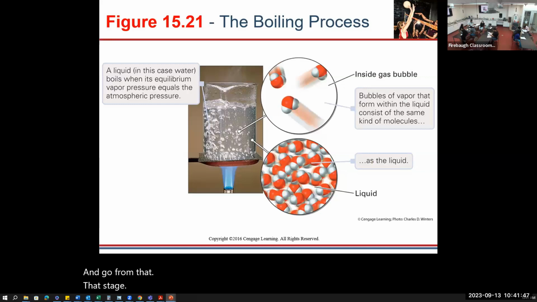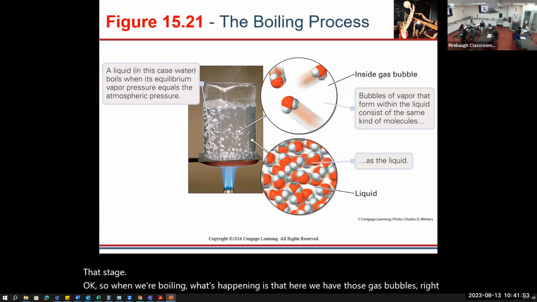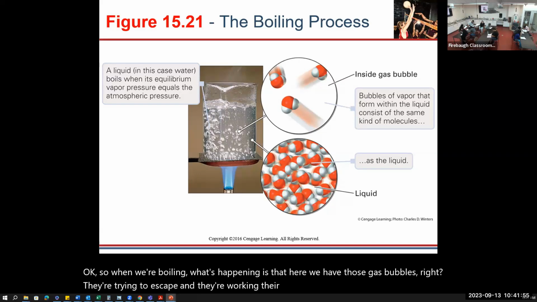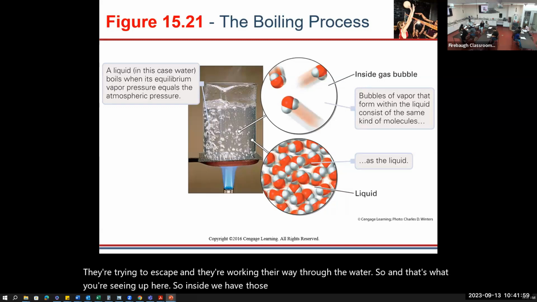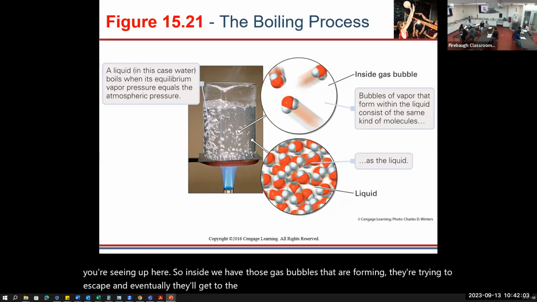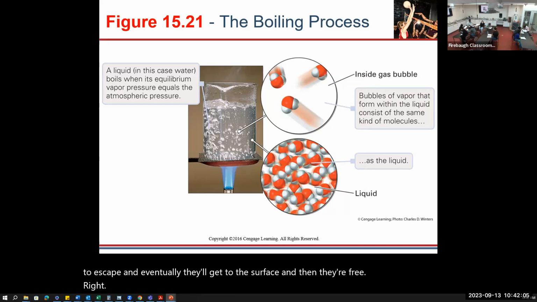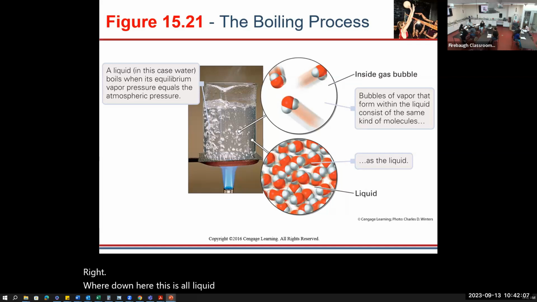So when we're boiling, what's happening is that we have those gas bubbles. They're trying to escape and they're working their way through the water, and that's what you're seeing up here. Inside we have those gas bubbles forming, they're trying to escape, and eventually they get to the surface and then they're free. Down here, this is all liquid, so the molecules are going to be tight together.